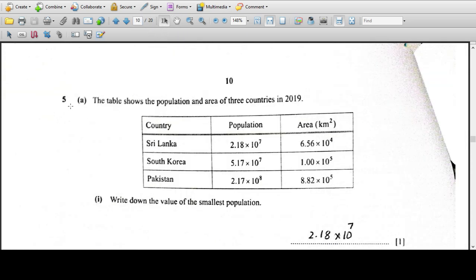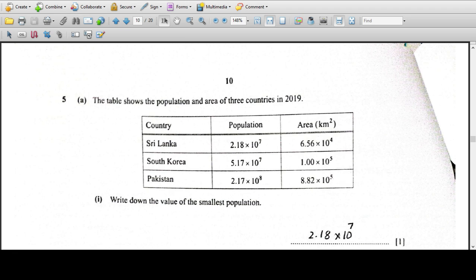So this question number 5: the table shows the population and area of 3 countries in 2019. Sri Lanka, South Korea and Pakistan. The population is given as 2.18 × 10^7 for Sri Lanka, 5.17 × 10^7 for Korea, and 2.17 × 10^8 for Pakistan. And the areas are given as 6.56 × 10^4, 1 × 10^5 and 8.82 × 10^5.